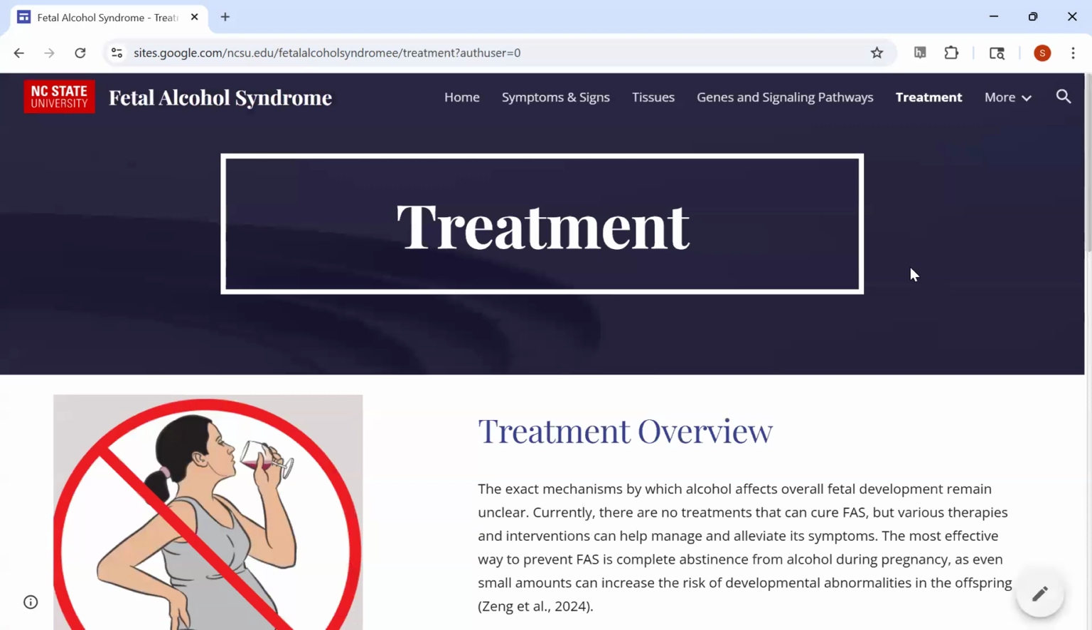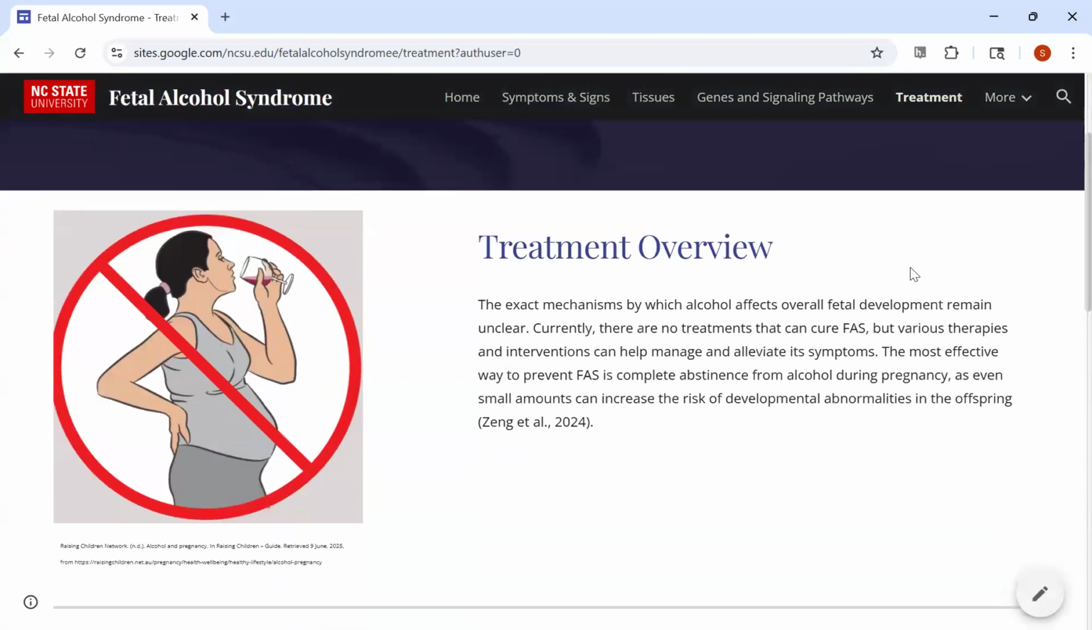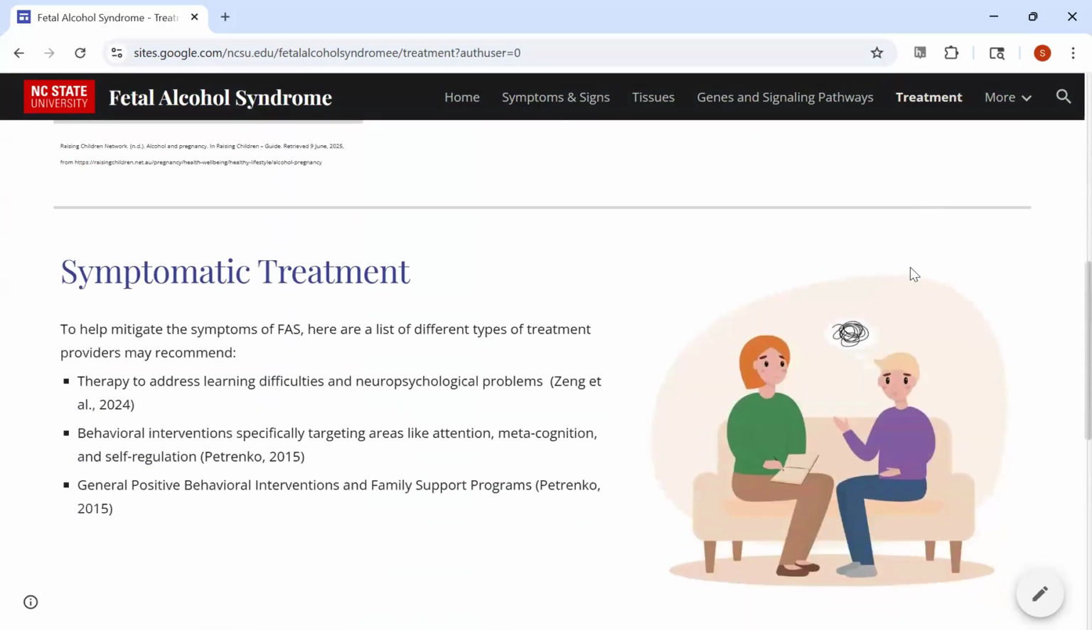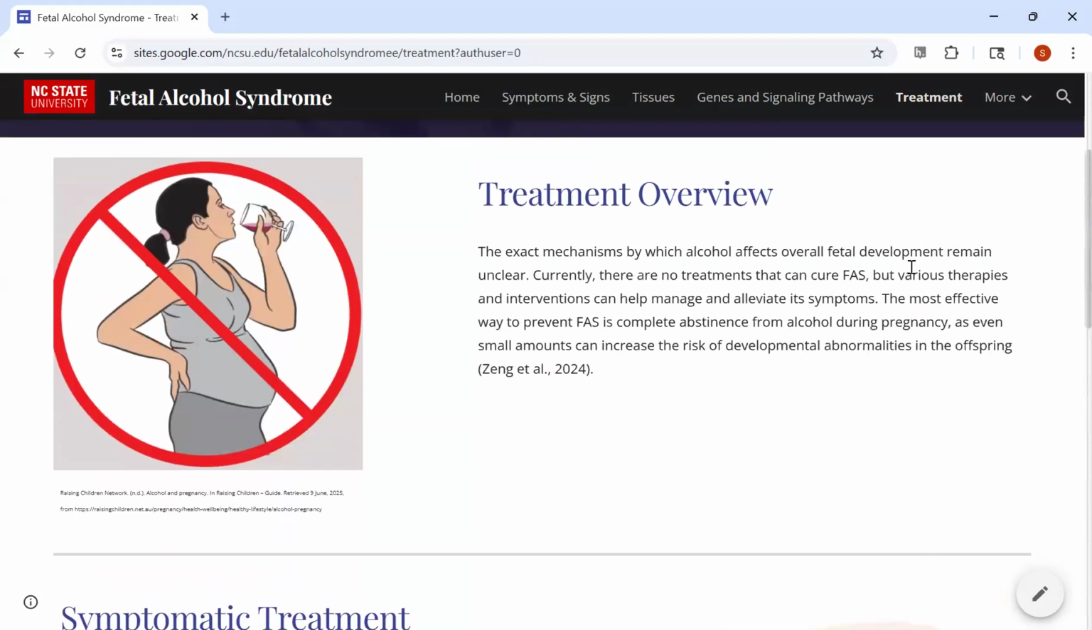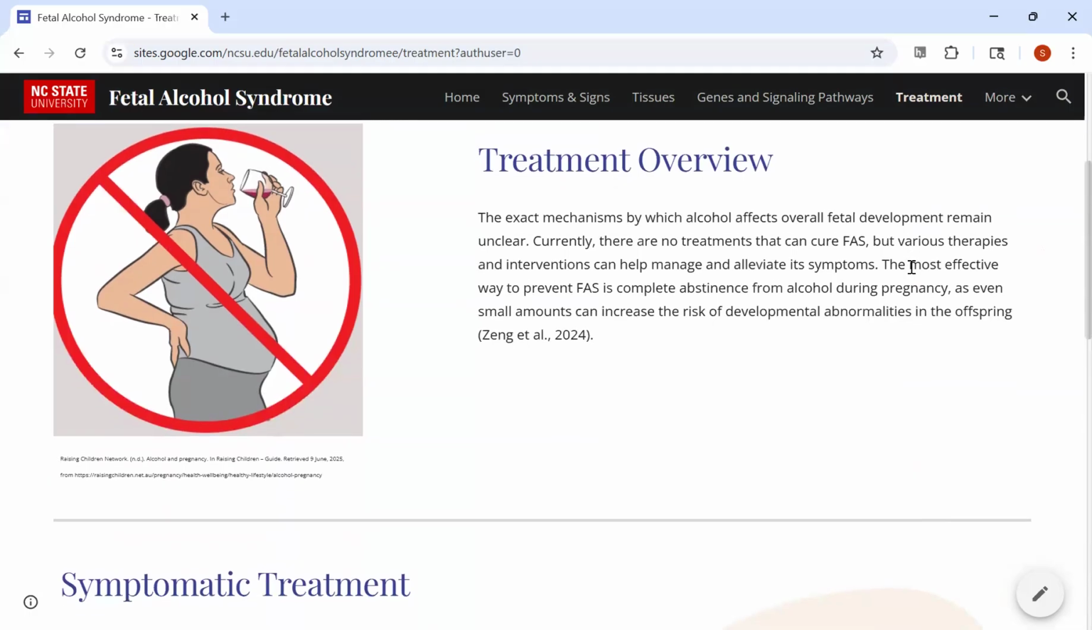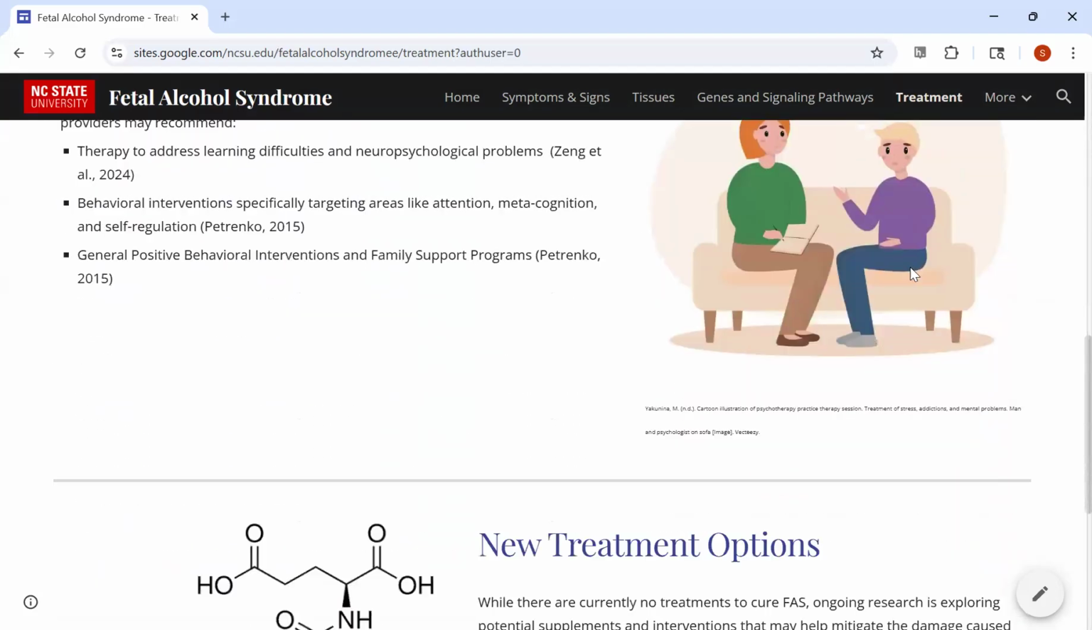So moving on to treatment, I did emphasize that there's no actual way to cure fetal alcohol syndrome, but there are ways to mitigate the symptoms, which I put over here. The only way you can really ensure that your child doesn't have fetal alcohol syndrome is preventative care. So just not drinking alcohol while you're pregnant, no matter what stage of pregnancy you are in.